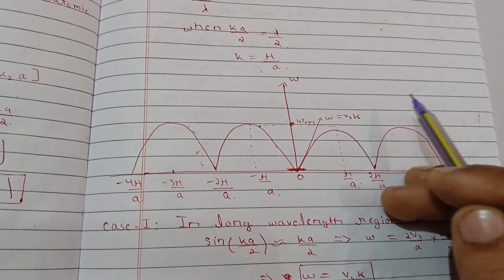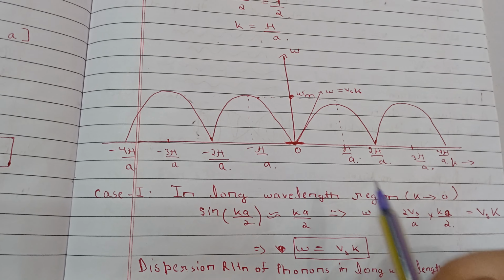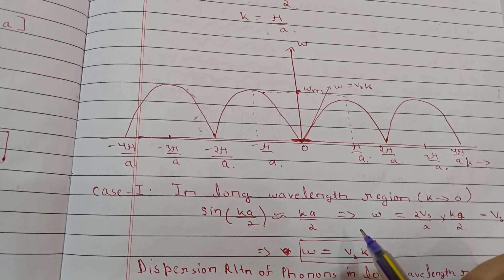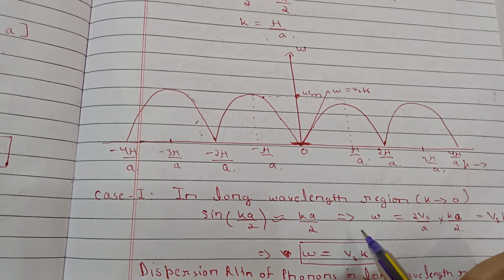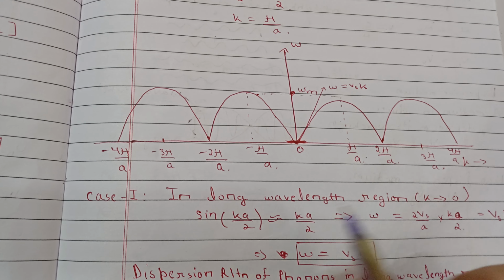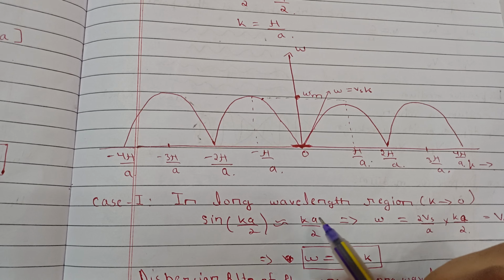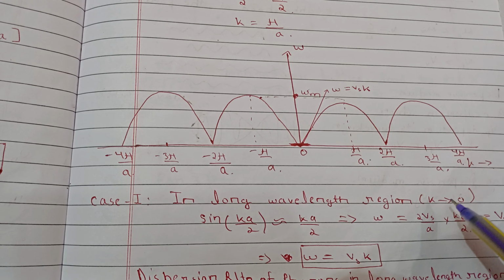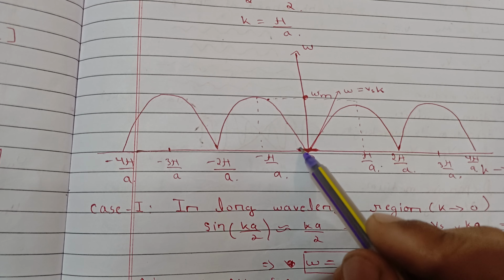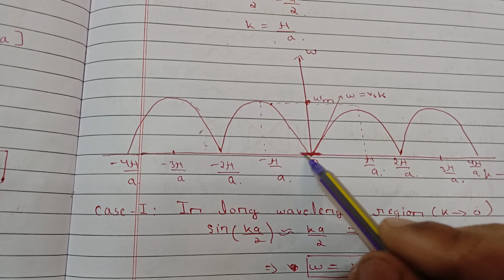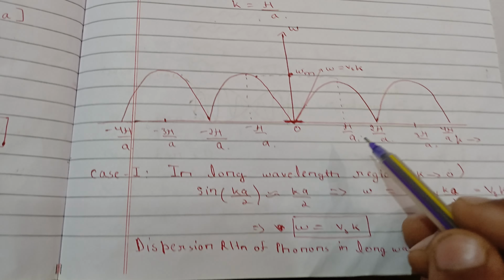We have 3-4 cases here. So first case is the long wavelength region. What will be the long wavelength region? It means when our k value is tending to 0, because lambda is nothing but 2 pi by k, or k equal to 2 pi by lambda. So when lambda tends to very large, then k tends to 0. So we'll study how the curve comes out in this region.